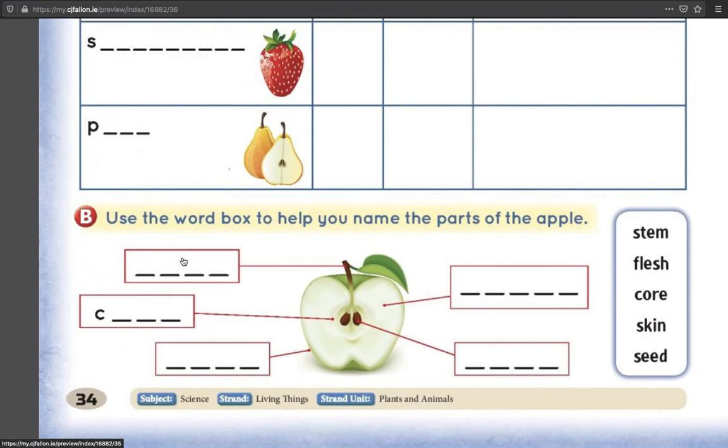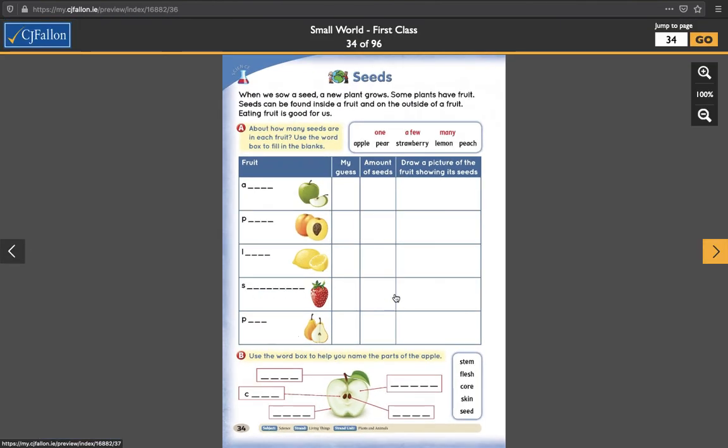Okay, so I want you to fill these in. If you're not sure, remember that you can count the letters. 1, 2, 3, 4, 5. That's going to have 5 letters. But I think you should be fine with this. Best of luck with that today, guys. Don't worry too much, as I said, about actually finding these fruits and counting out how many seeds they have, especially the strawberry, because that could drive you insane.